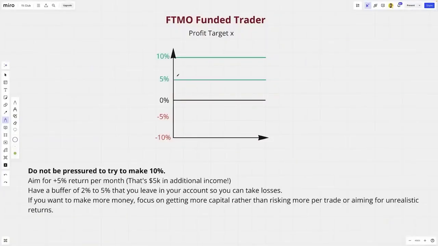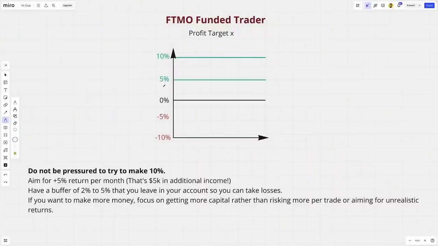So if you think about it, right, on a 100k account, if you make 5% per month, that's an additional $5,000 in income. And that's on top of your current job. Right now, maybe let's say you're working and you're making $3,000 per month. If you make 5% per month, that is $5,000 in additional profits. Right? So that's just something good to have, right? Don't need to aim to make 10k per month, right?